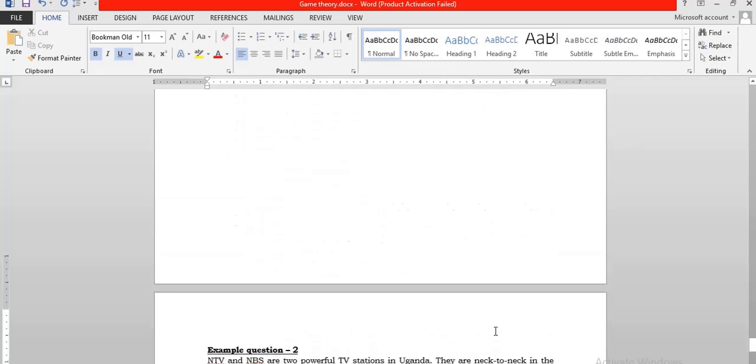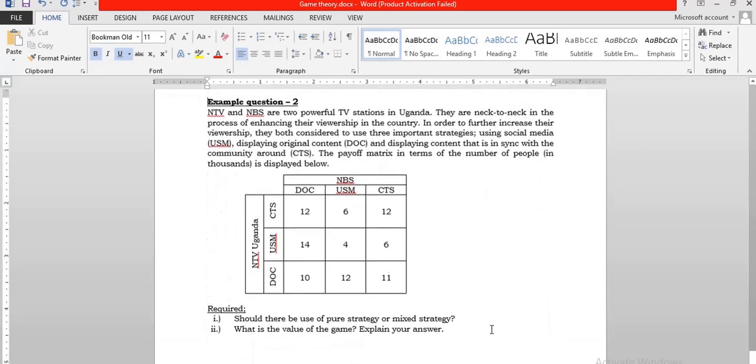In this example, we're told NTV and NBS are two powerful TV stations in Uganda. They are neck and neck in the process of enhancing their viewership in the country. In order to further increase their viewership, they both considered three important strategies: using social media, that's the USM strategy; displaying regional content, that's another strategy; and displaying content that is in sync with the community around, that's the CTS strategy. The payoff matrix in terms of the number of people in thousands is displayed below. Now in this case, our focus is already determined to be on the side of NTV. We want NTV to win this particular game.